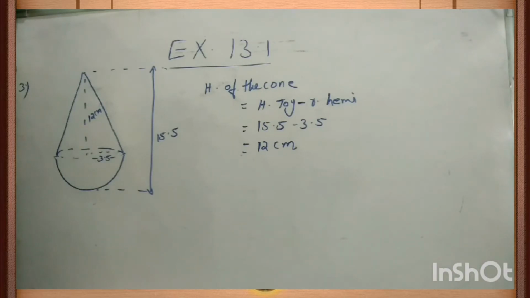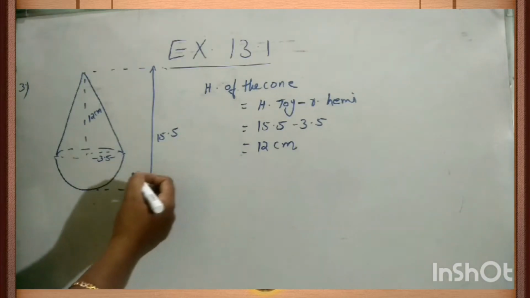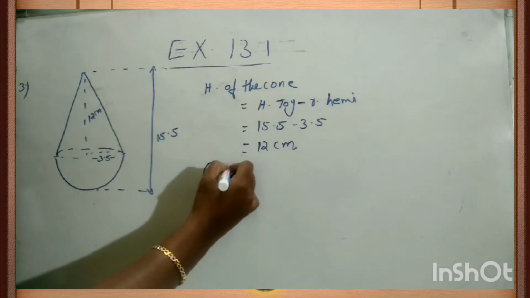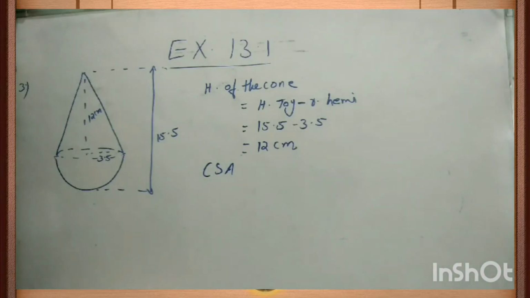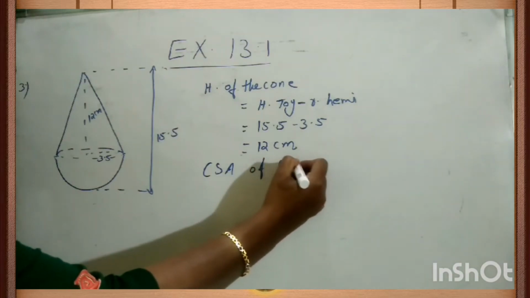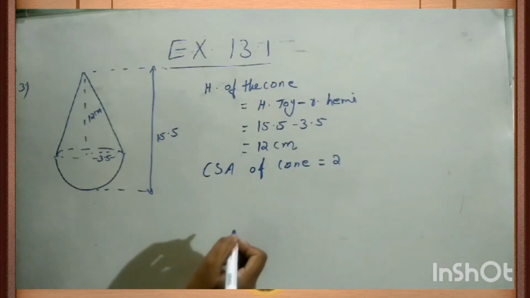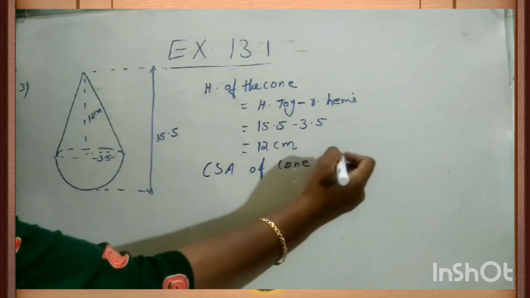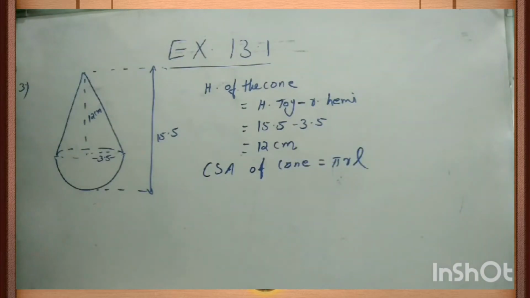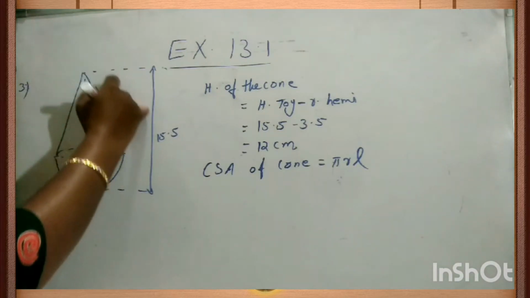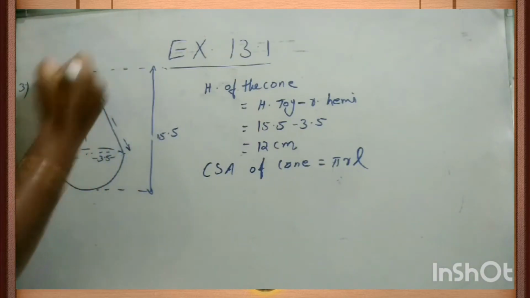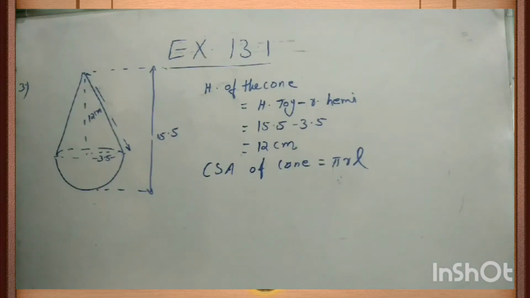And we know that the curved surface area of the cone is equal to, what is the curved surface area of the cone? Curved surface area, that we will denote by CSA. Curved surface area of cone is equal to pi RL. That L is the slant height of the cone. Okay, this length is our L. We need to find out the L to get the curved surface area of the cone.